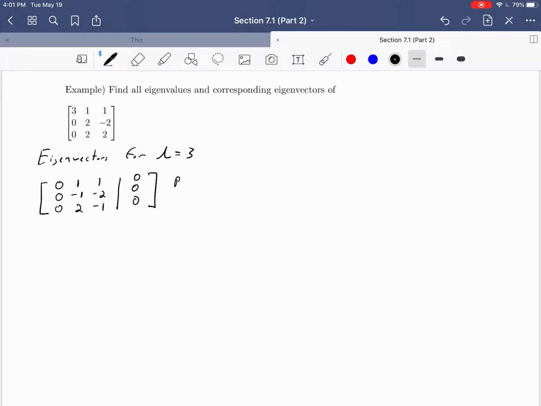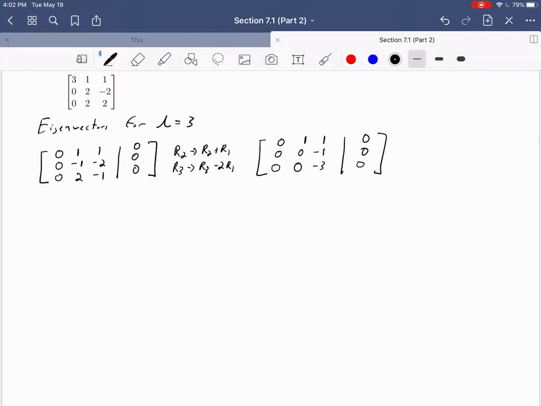First, we can take R2 and replace it with R2 plus R1, and we can take R3 and replace it with R3 minus 2 R1. So we get 0, 1, 1, 0, and then 0, 0, minus 1, 0, and then 0, 0, minus 3, 0. Now we can use this to clear out the one below, so we can replace R3 with R3 minus 3R2, and we get 0, 1, 1, 0, 0, 0, minus 1, 0, and then 0, 0, 0, 0. So we've got that there.